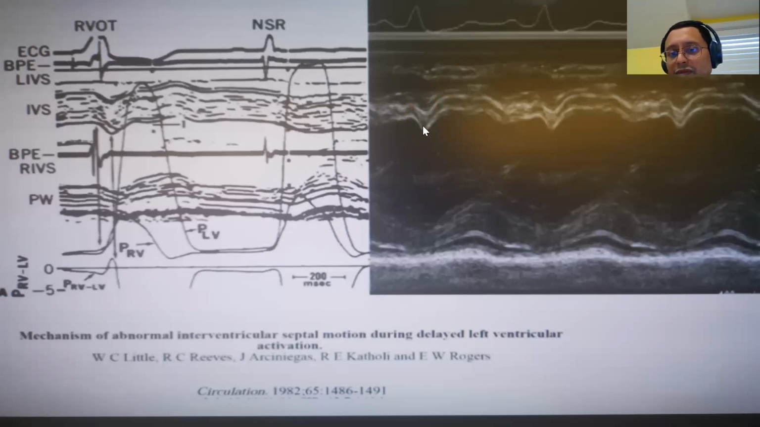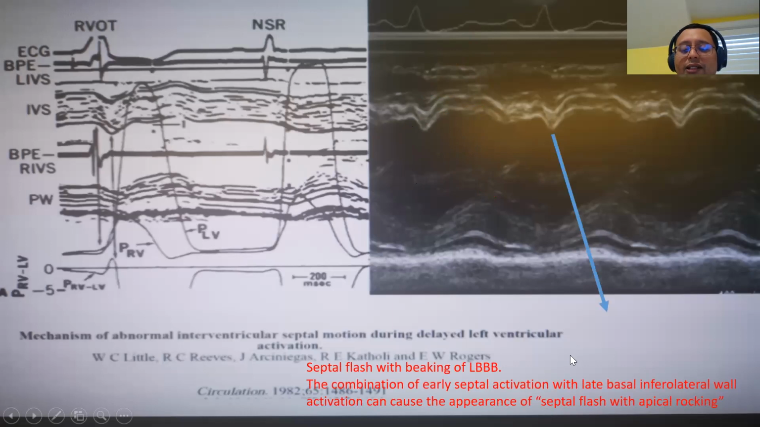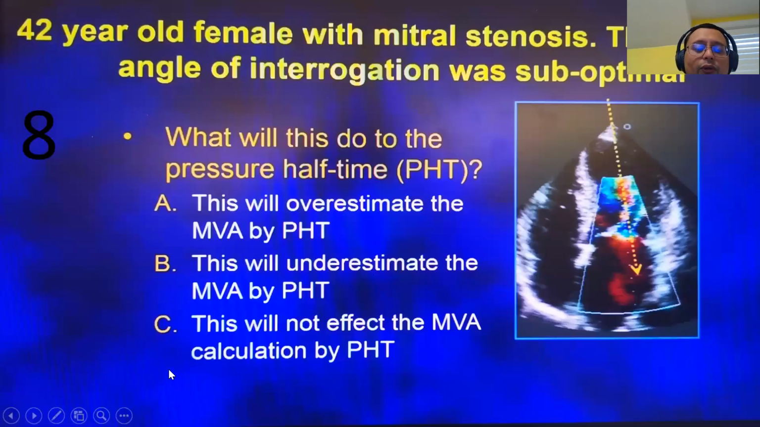Another thing that you can see: just after systole, it's supposed to go like this, but it doesn't. It's flat like that. So there is a flattening during systole of the movement of the interventricular septum. That is also a marker of left bundle branch block on echocardiogram. So you have the septal flash here, or what we call a systolic dip, and you have the flattening of the movement here. So septal flash with beaking in LBBB. The combination of early septal activation with late basal inferolateral activation can cause the appearance of septal flash with apical rocking.